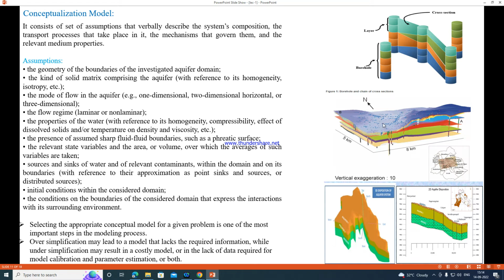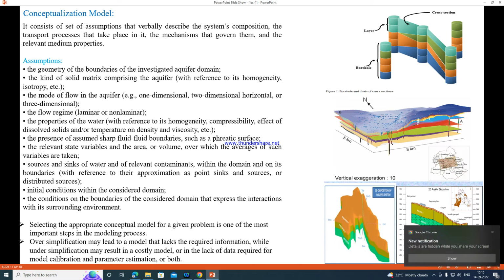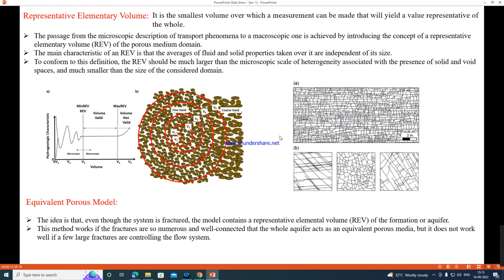If you have an idea of geophysical investigation, you can get a continuous formation of your subsurface. But if you don't know geophysics, it will be like a discrete model. See, linear interpolation has been done. But if you know geophysics, it will be good for groundwater investigation, radiological investigation, whatever you want. Yeah, this is about the conceptualization model.